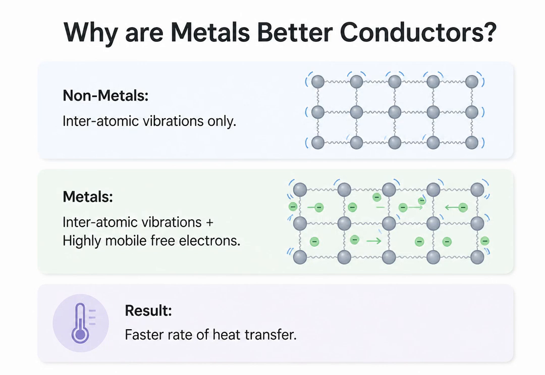This brings up a common question. Why are metals so much better at conducting heat than nonmetals? It comes down to those free electrons. While nonmetals rely solely on the relatively slow process of atomic vibrations, metals use both vibrations and highly mobile electrons. This dual mechanism allows metals to pass on heat energy at a much faster rate.